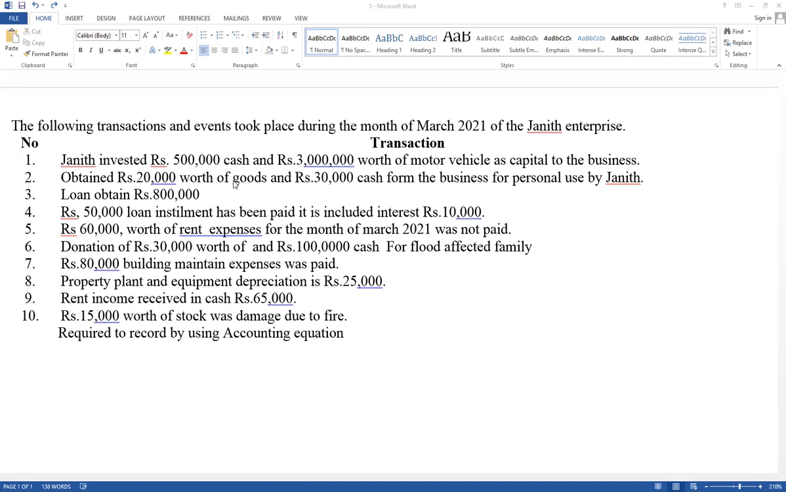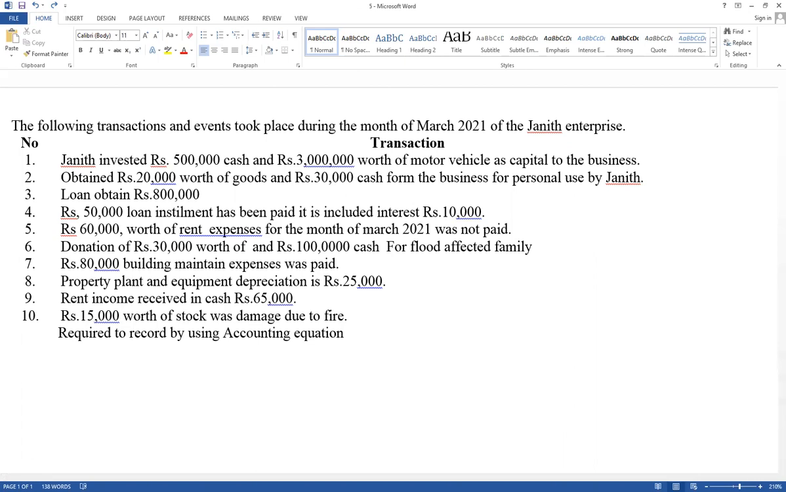Right, think about this example. Those are normal transactions happening in the business organization. You have to know how to record those kinds of transactions by using the accounting equation. It has given the following transactions and events that took place during the month of March 2021 of Janith Enterprise. There are 10 transactions required to be recorded by using the accounting equation.